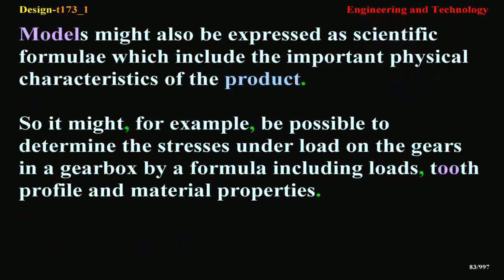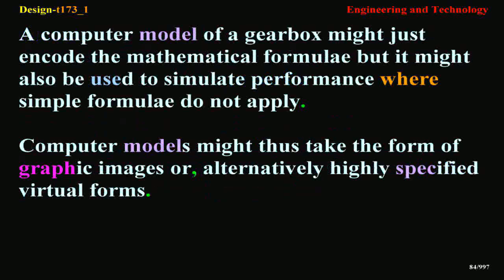Models might also be expressed as scientific formulae which include the important physical characteristics of the product. So it might, for example, be possible to determine the stresses under load on the gears in a gearbox by a formula including loads, tooth profile and material properties. A computer model of a gearbox might just encode the mathematical formulae, but it might also be used to simulate performance where simple formulae do not apply.